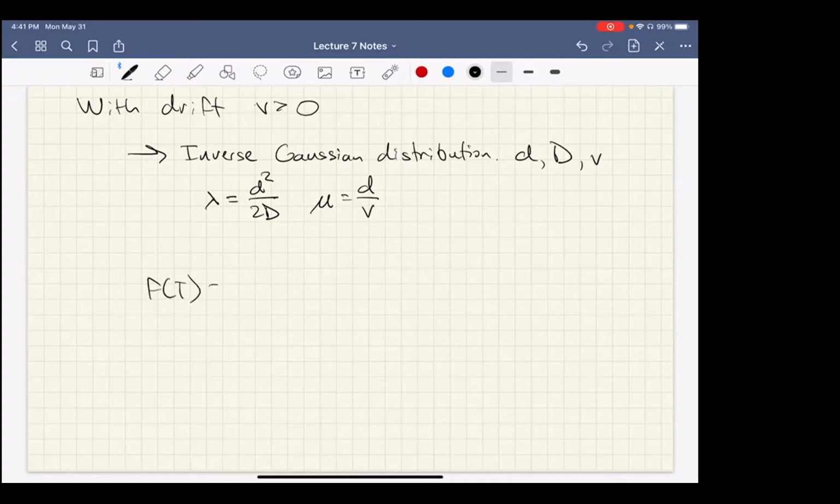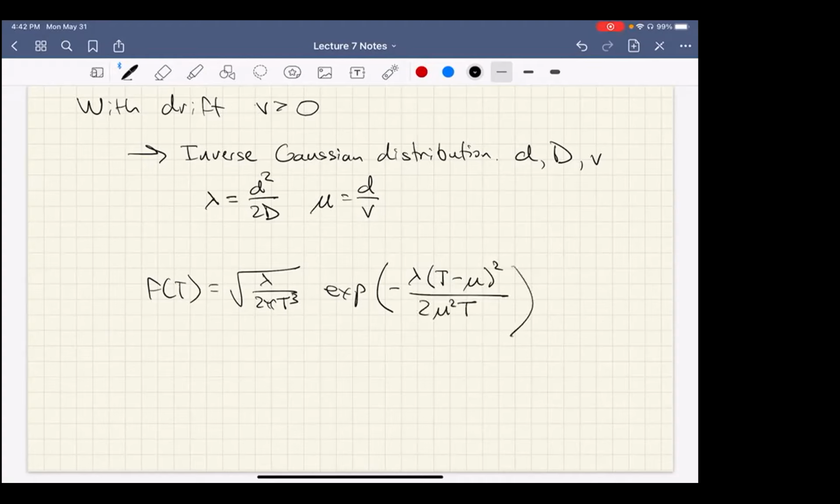Now the first arrival time distribution is given by root lambda over 2 pi t cubed, which is what we had before, times exp. By exp, I mean e to the power of, except this is going to be big and annoying, so it's easier to functionalize it rather than put everything in the exponent: minus lambda times (t minus mu) squared, divided by 2 mu squared t.